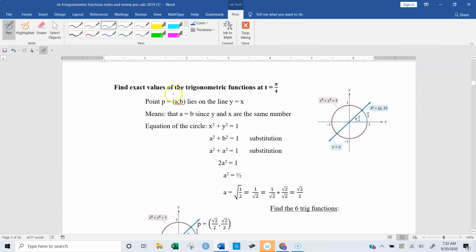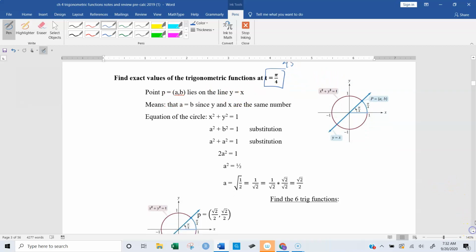Exact values of the trig functions at pi over 4. So we are only working with pi over 4, or 45 degrees. They mean the same thing. I want to know what the sine, cosine, and tangent values are for my unit circle. The first thing we know is that I want to do pi over 4. This is 45 degrees. All right, so the exact values are what we're talking about at pi over 4 or 45 degrees.